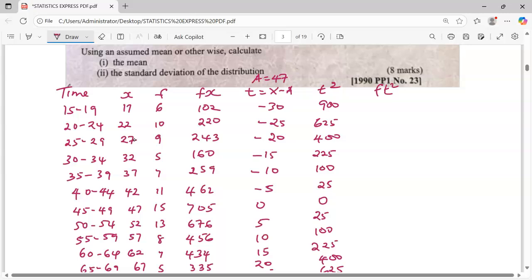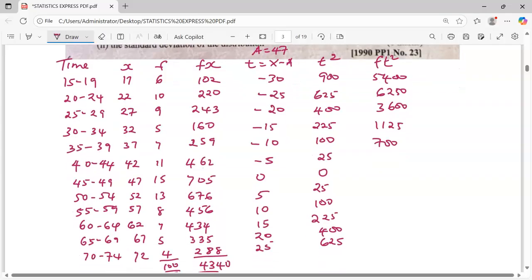If you take 900 times 6, you get 5400. Then we have 625 times 10. This one will give us 6250. Next, we are going to take 400 times 9, which will give us 3600. After that, we are going to have 1125. Next, we are going to have 700. Next, we are going to have 11 times 25, which will give us 275.